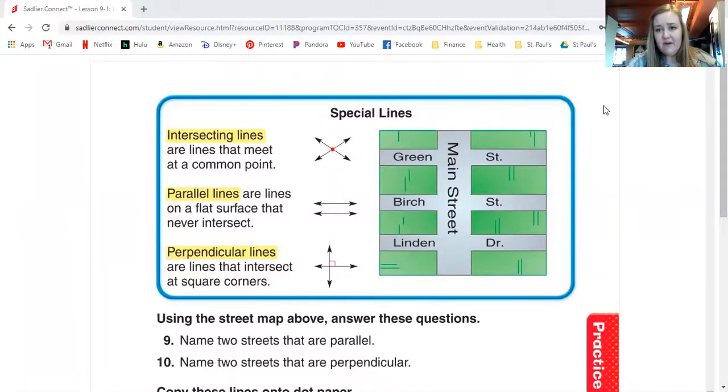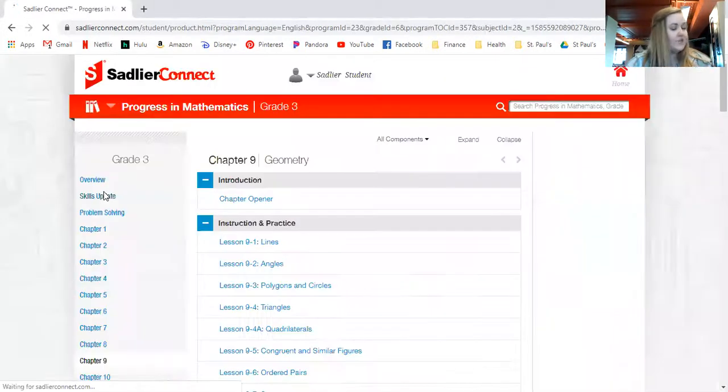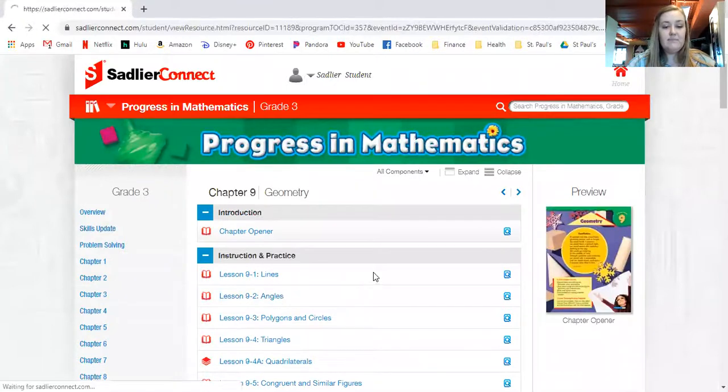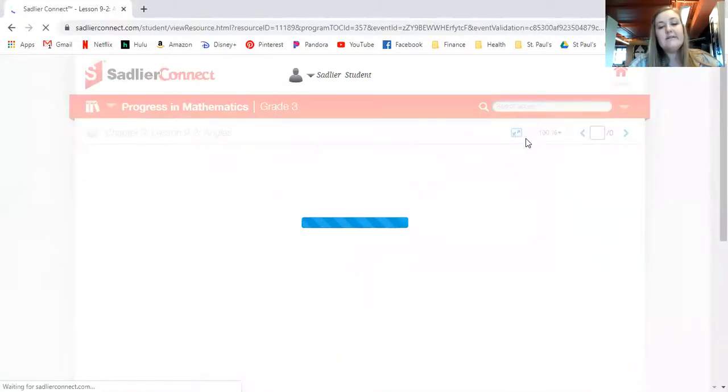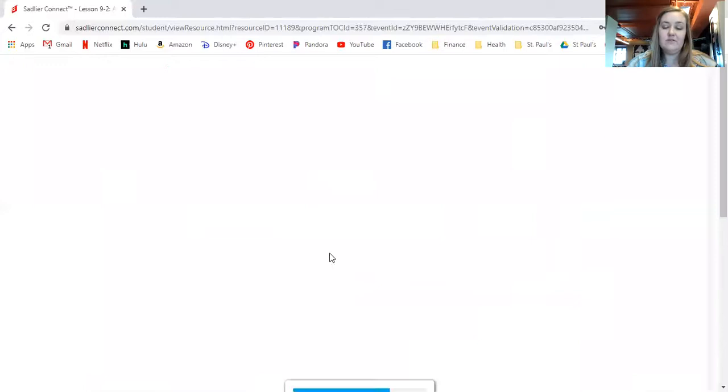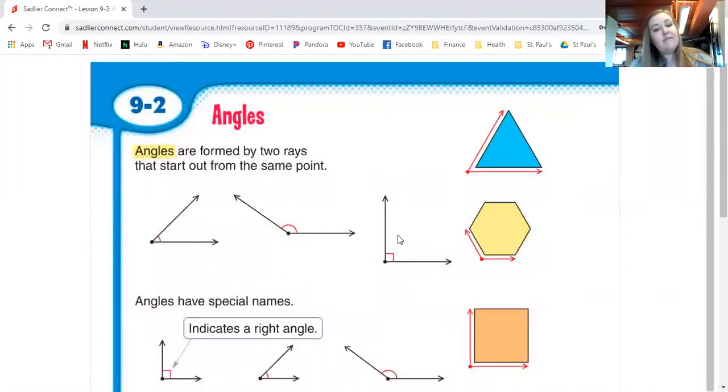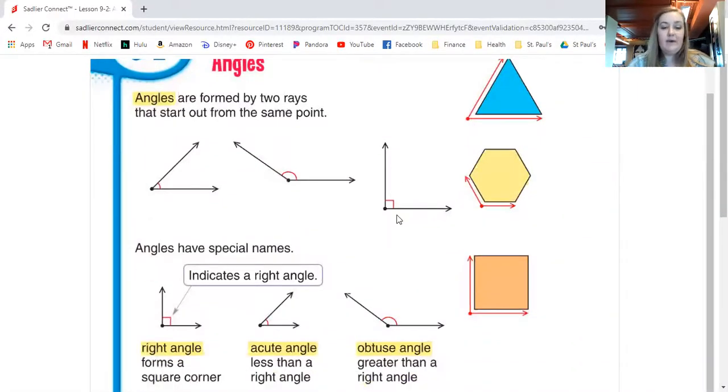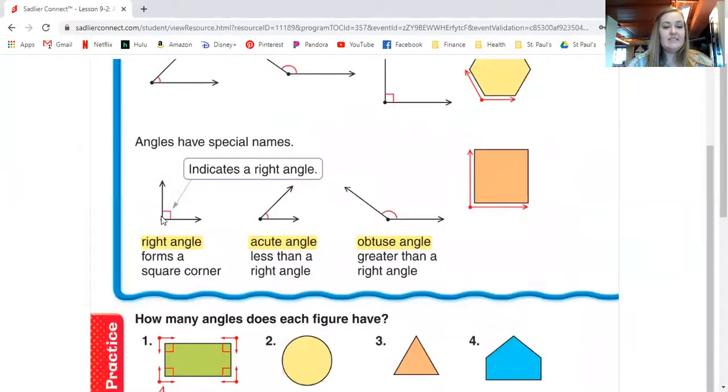Okay, let's move on over. Our second lesson, if you turn to page 306, is where we talked about angles. Angles are formed by two rays that start at the same point. We talked about a right angle. It creates a nice square corner.